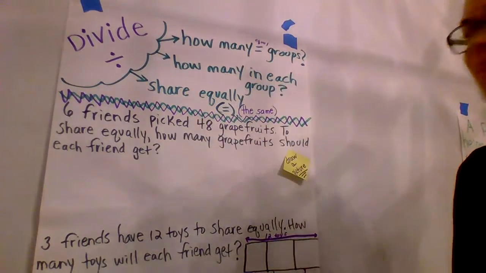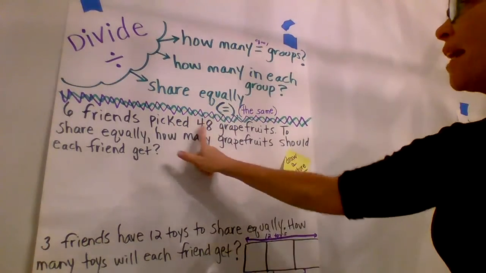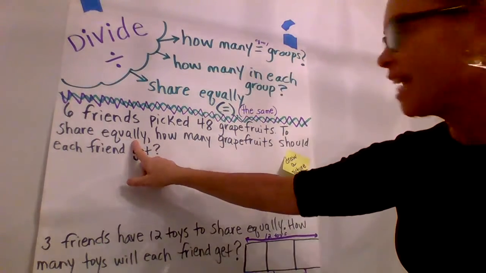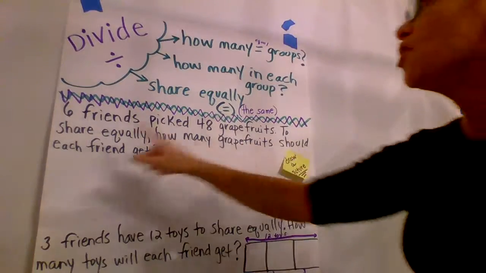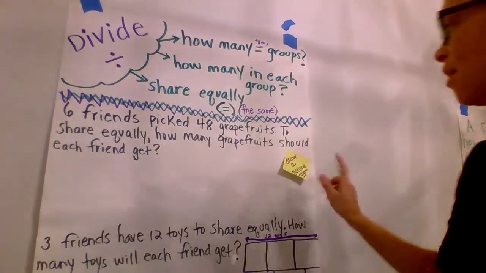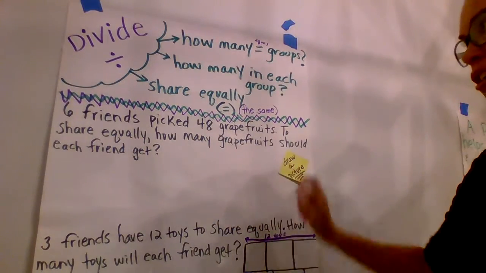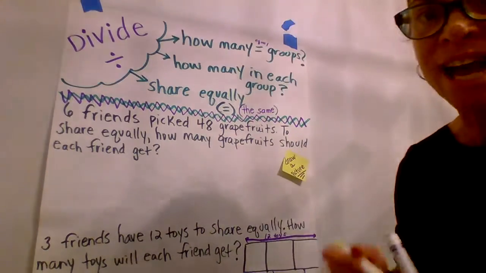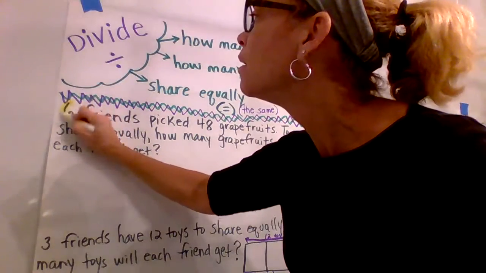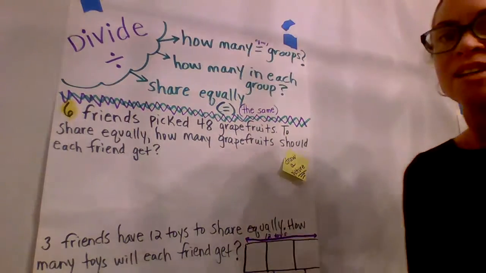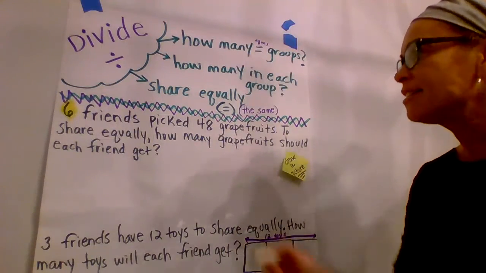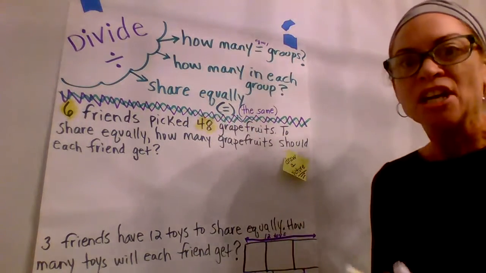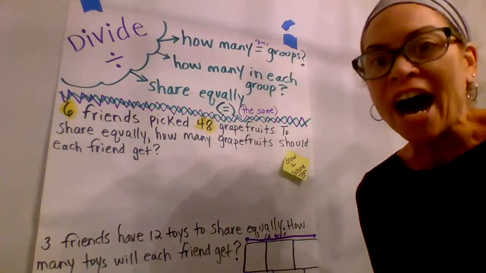Let's read the question. 6 friends picked 48 grapefruits. To share equally, how many grapefruits should each friend get? I'm going to draw a picture. How many friends are there? I'm going to find that in my problem. So there are 6 friends with a total of 48 grapefruits to share or divide.